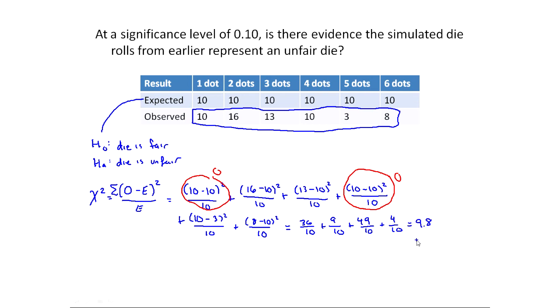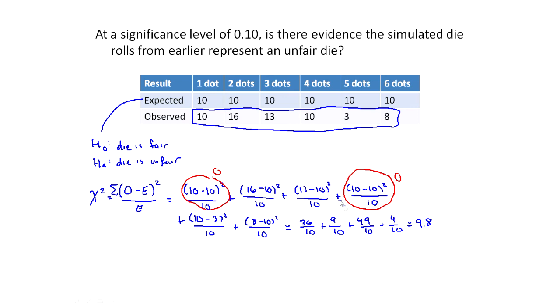So the question is, this test statistic 9.8, is it big enough to make me question the null hypothesis? Because it's saying, okay, if the null hypothesis is true, this is the difference between what we saw and what we would expect. Does that make me question the null hypothesis? And so, like I said, the bigger, the more we question it, because that implies a bigger difference. So this is always a right-tailed test.